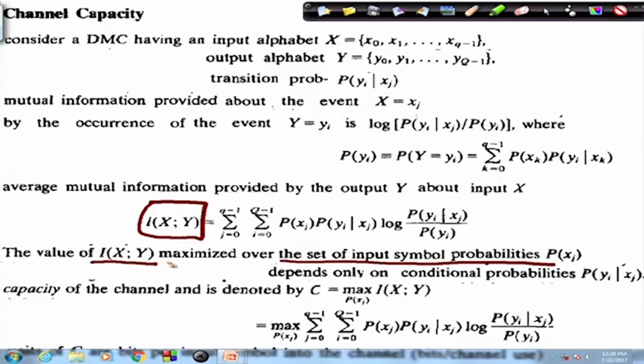Okay. So, this is what it means, that the value of I(X;Y) is maximized over the set of input symbol probabilities p(x). So, you choose these things, in other words you are choosing the constellation. So, look at the connection. In this way you are saying which possible symbols are to be sent and which can't be sent. Now, this is because of the transition probabilities, right.